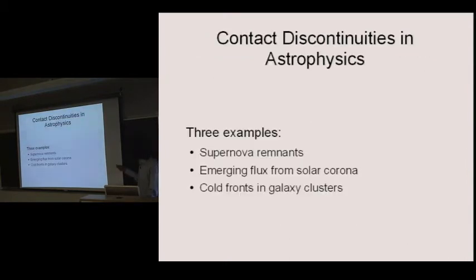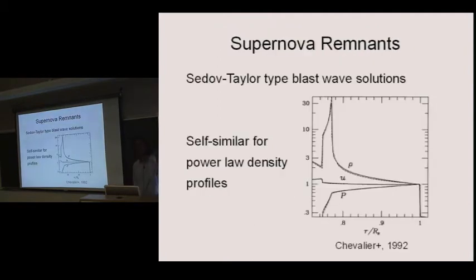Okay, so where do we find contact discontinuities in astrophysics? I'm going to give 3 carefully chosen examples. The first is supernova remnants. There's this very nice blast wave solution of supernova remnants. In general, if you have an explosion that happens in a small area, you get this self-similar solution.